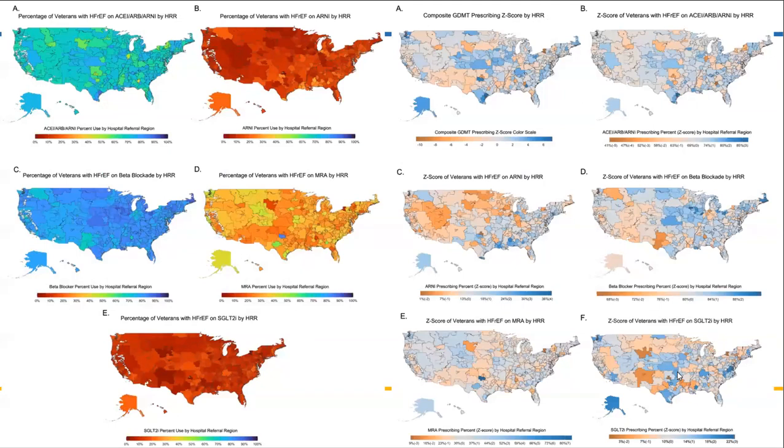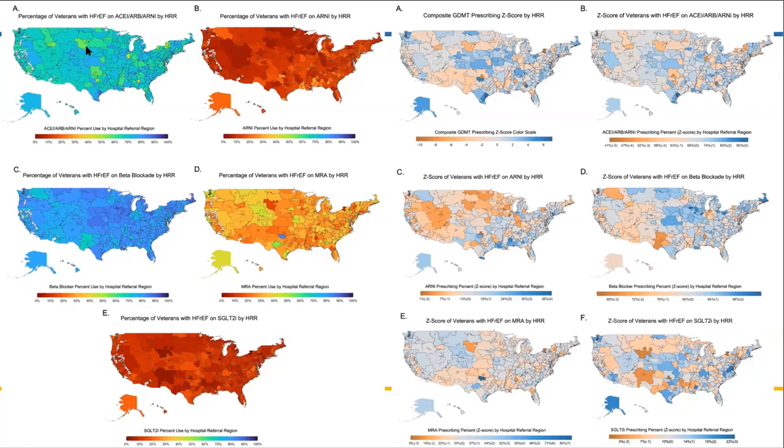And then this paper is hopefully about to be submitted, but it creates these maps for each of the GDMT metrics and how we are performing. So all the maps over here on the left side are absolute values, so absolute percentages. Every map here has the same scale, and red is bad and blue-purple is good.